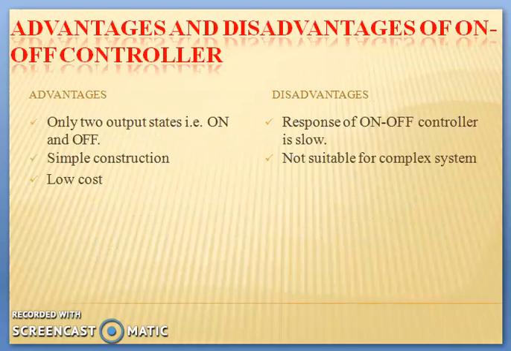In this slide we are going to discuss advantages and disadvantages of the on-off controller. Advantages: only two output states, that is on and off, no intermediate controlling action is possible using this on-off controller. The second advantage of the on-off controller is that it is simple in construction and it offers low cost modeling. Whereas the disadvantages are that the response of the on-off controller is very slow or sluggish, and it is not suitable for complex systems.